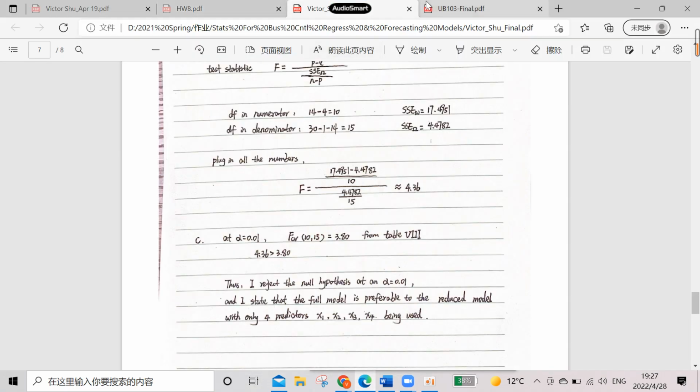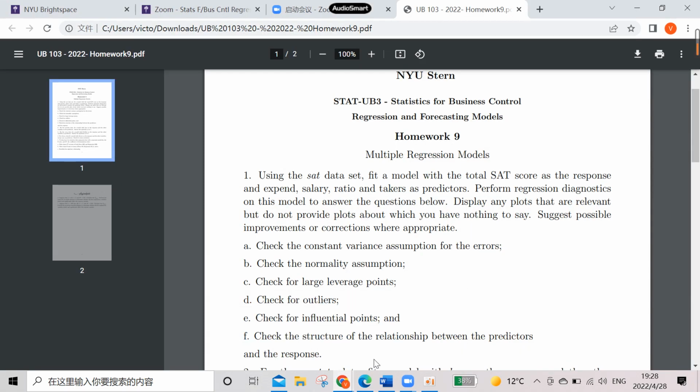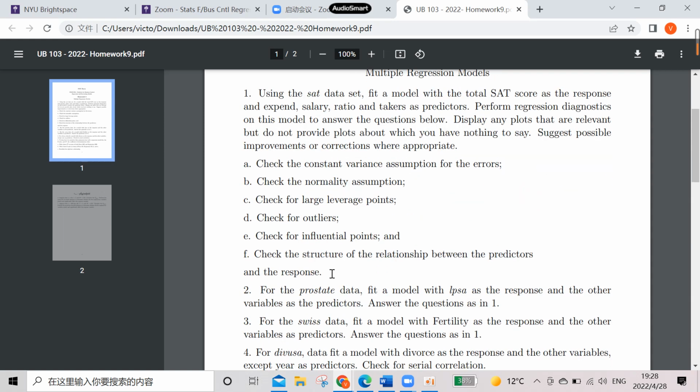Let's check the homework. This is the homework.